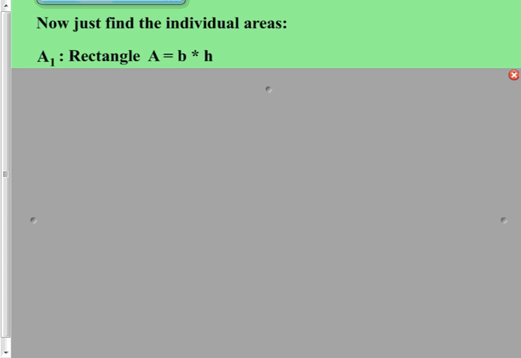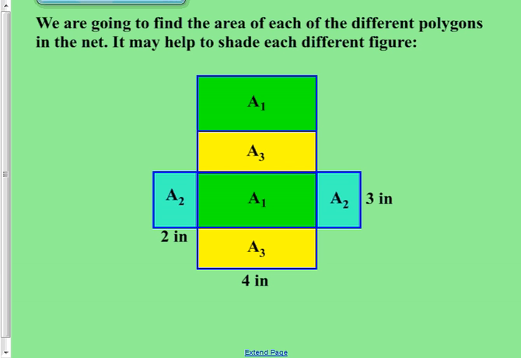And I go, okay, area 1, what kind of a shape was it? Oh, it's a rectangle. Okay, rectangles have a formula. How do you find the area of a rectangle? Rectangle is base times height. So I just look back at the figure and go, okay, what are the base and the height of area 1?